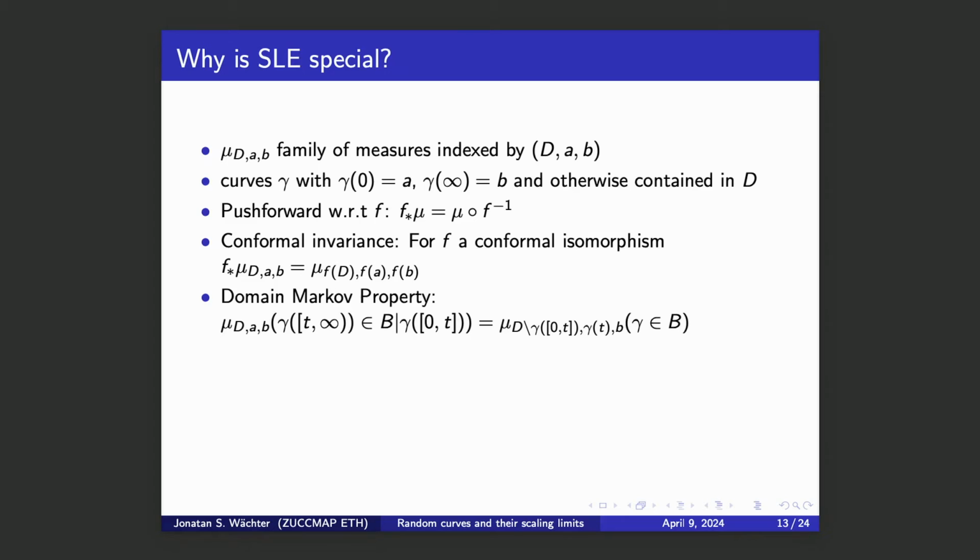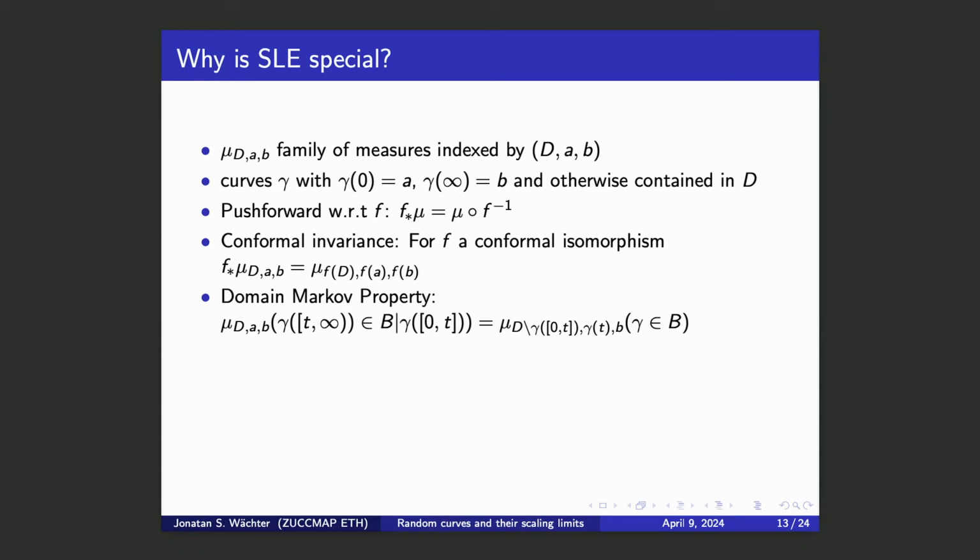And the second thing that we will insist on is the domain Markov property. So this states that if I know the curve up to time t in my domain D, and I'm interested in the probability that the rest of my curve lies in some set B, this probability is the same as measuring with respect to a new measure where I take away the part of the curve that has already been traversed, and I measure it from the tip point gamma t.